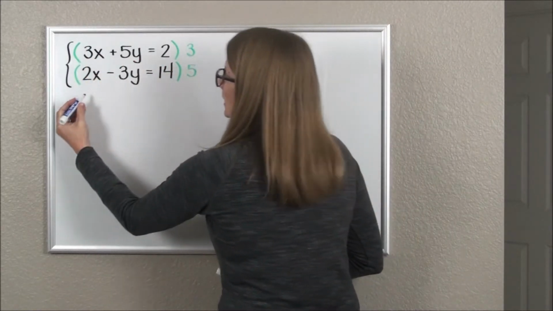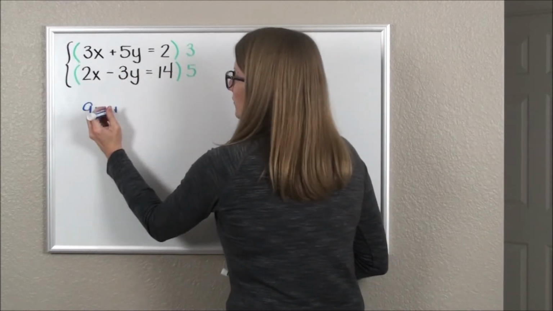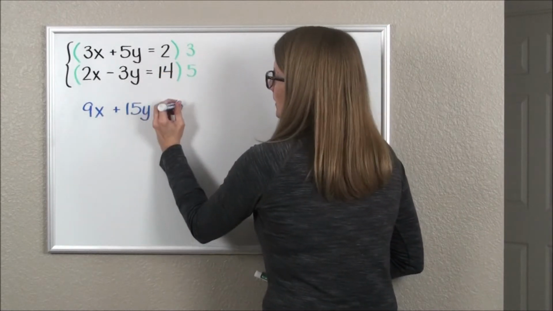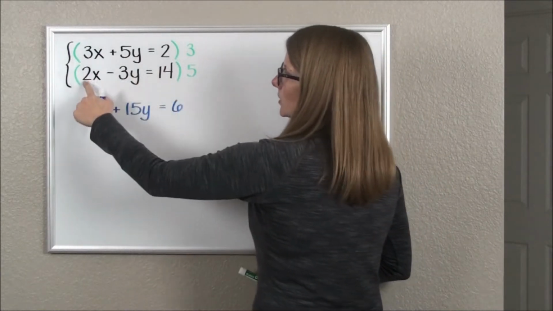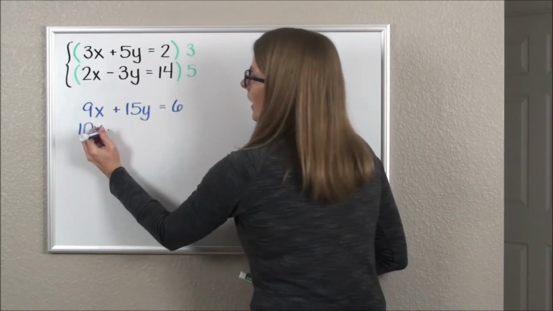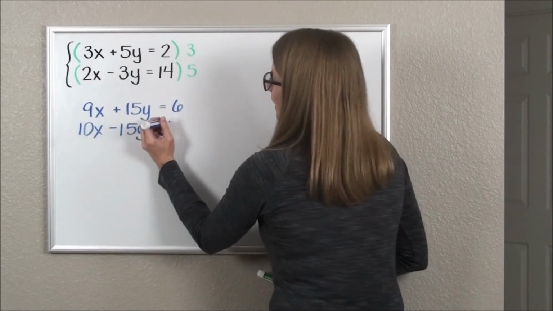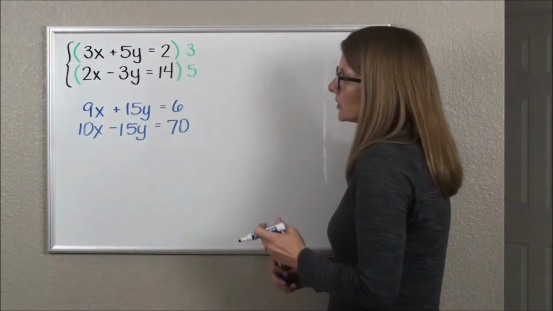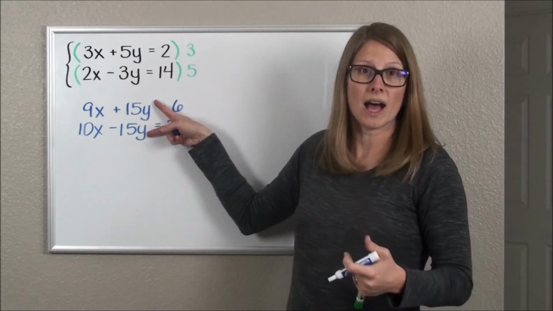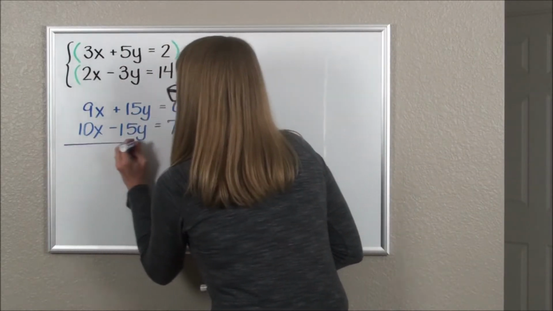So 3x times 3 is 9x. 5y times 3 is 15y. And on the right side, 2 times 3 is 6. For the second equation, 2x times 5 is 10x. -3y times 5 is -15y. And 14 times 5 is 70. So just double check the way we've multiplied by 3 and by 5, we now have y's eliminating. 15y and -15y will cancel. So this is what we want to see here.